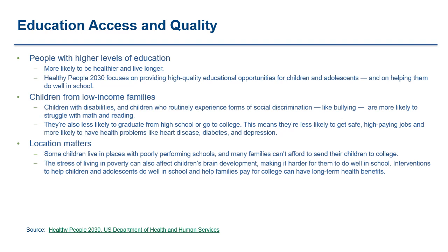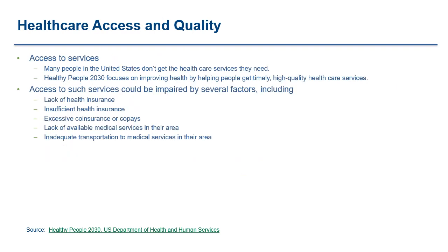Many people live in places with poorly performing schools, and their families can't afford to get them to a good school or be able to get them from that point into a college or a high paying vocational program. And this kind of stress can affect cognitive development. It can make it harder for students to do well in school, and these are all issues that can impact social determinants of health. Healthcare access and quality. Again, access to services. Many people can't get access to the healthcare services that they need, as I've mentioned before.